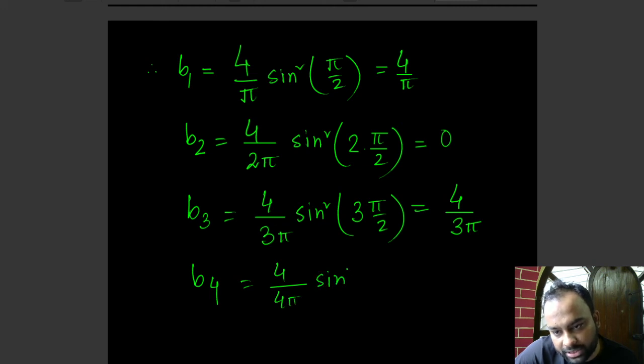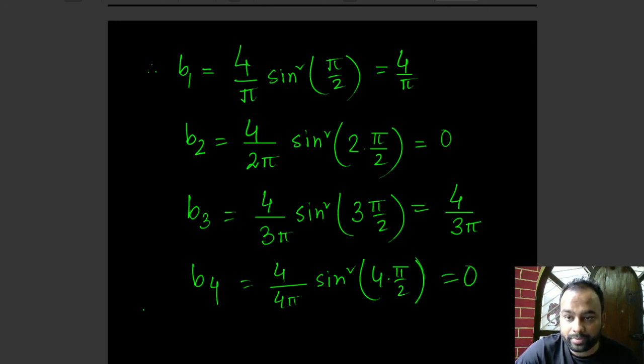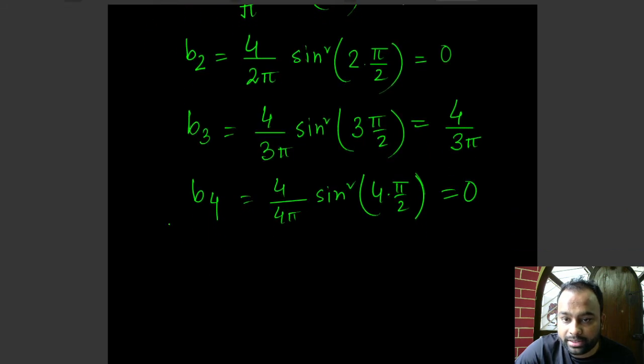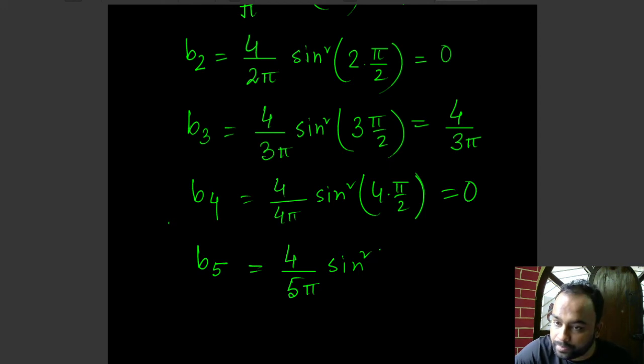Similarly, if I have B4, I have 4 by 4 pi, and I have sine square 4 pi by 2. That's 2 pi, again a multiple of pi, so it's 0, right? Similarly, if I have B5, which is 4 by 5 pi, with sine square 5 pi by 2, again this is 1, so I have 4 by 5 pi.